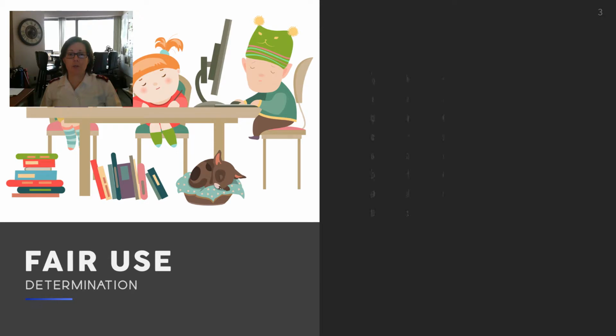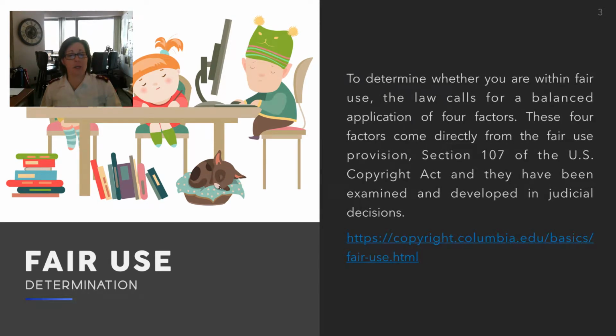So how do we determine that we are within fair use when utilizing the work others have created? The law calls for a balanced application of 4 specific factors. These 4 factors come directly from the Fair Use provision, Section 107 of the U.S. Copyright Act. We're going to take a look at those 4 factors right now.